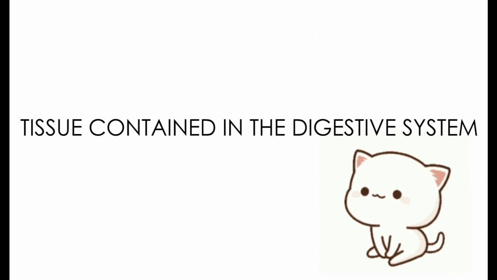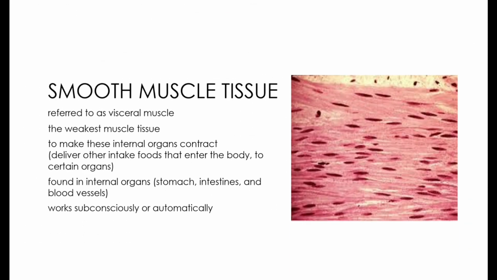Tissue contained in the digestive system. The first one is smooth muscle tissue, which is considered the weakest muscle tissue compared to other types. This muscle tissue functions to make internal organs contract so that they can deliver food that enters the body to certain organs. Smooth muscle tissue is found in internal organs such as the stomach, intestine, and blood vessels.